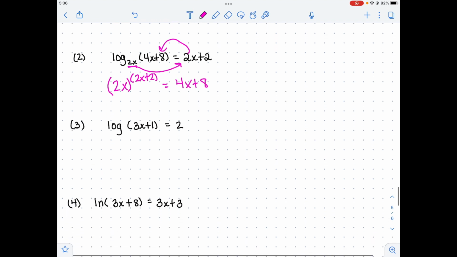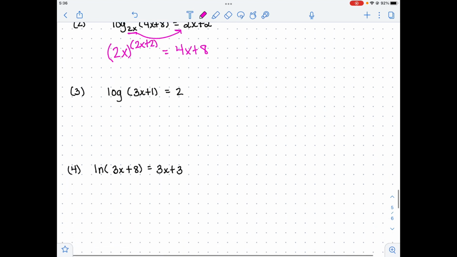Now, the last two are a log and a natural log. So if you want to pause and try to see if you can do these on your own and just set them up, not solving, and then check back. All right, for this one, this is a common log. We don't see anything here. So here is where we're looking. If we don't see anything there, we know it's a base 10. 10 raised to the 2 is equal to 3x plus 1.